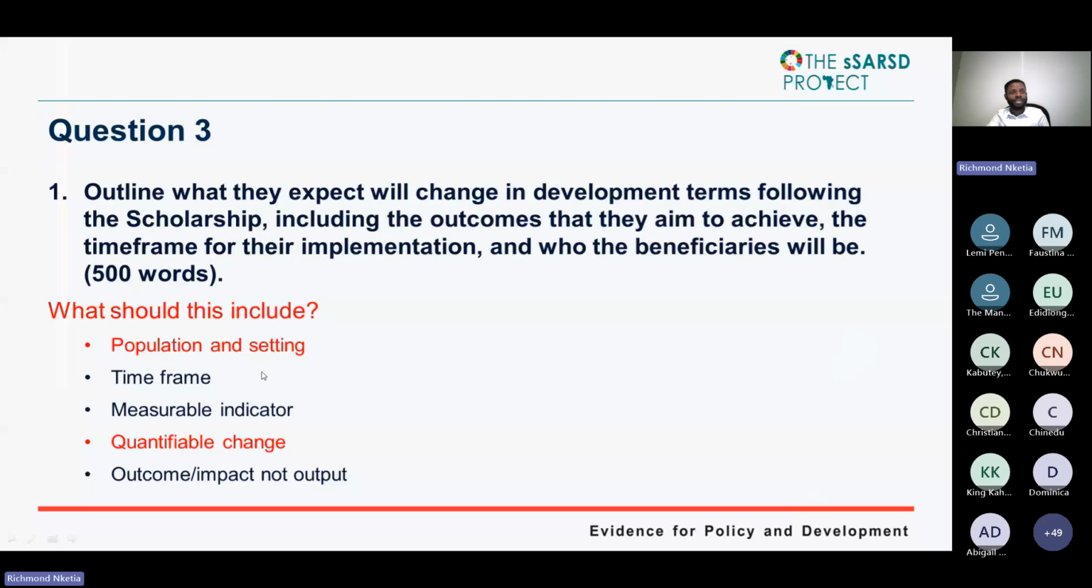by 2029, I expect to have distributed insecticide treated mosquito nets to say 20,000 population in a specific geographical location. What I have done is just an output. I've shared insecticide treated nets. Whether or not the people are sleeping under them, I don't know.